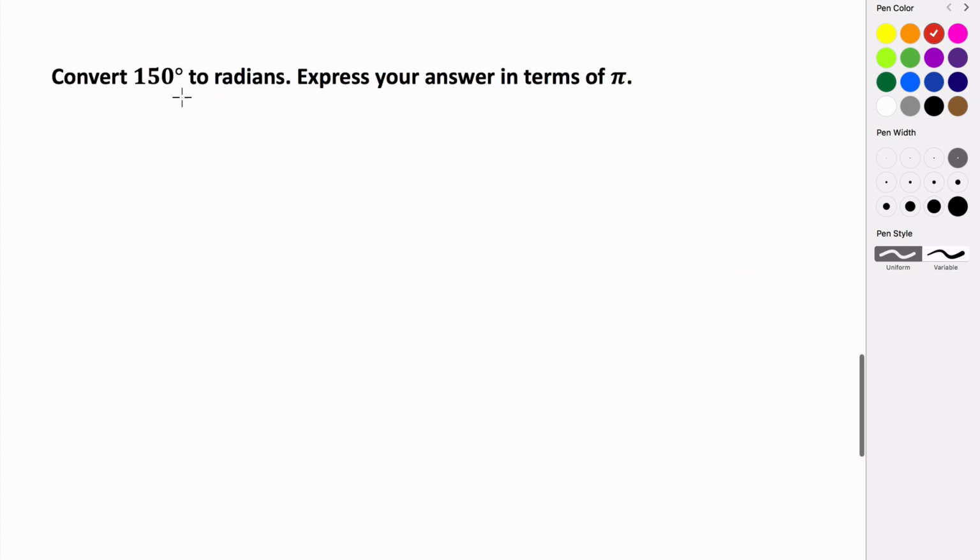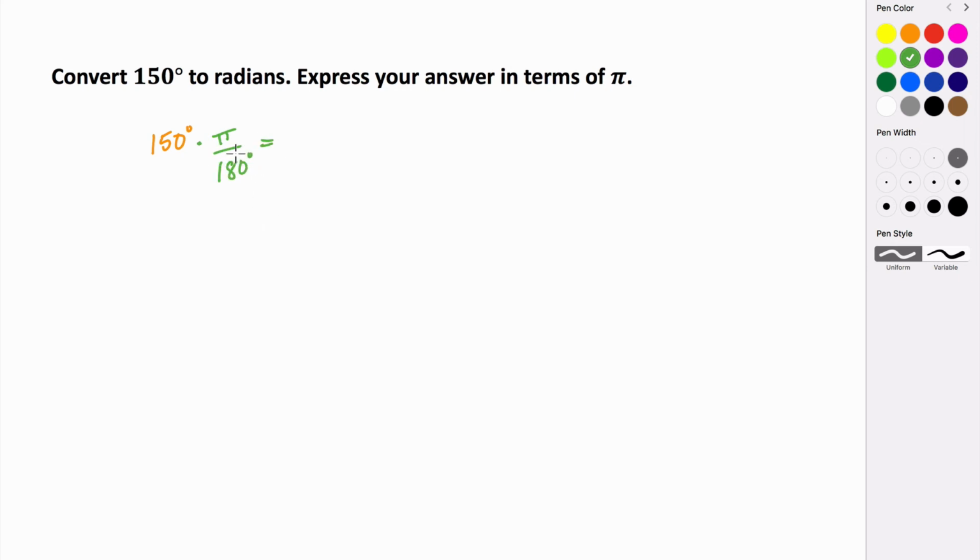In this example, we want to convert 150 degrees into radians, and we want to express our answer in terms of pi. Basically what this is saying is don't multiply your new result out. So if I have 150 degrees, and I want to convert it into radians, that means that I'm going to have to multiply by pi divided by 180 degrees.